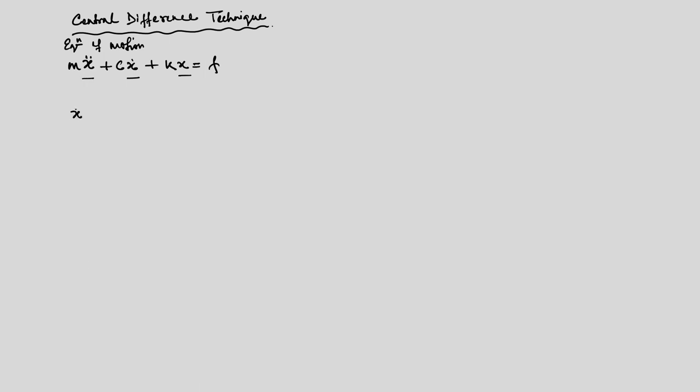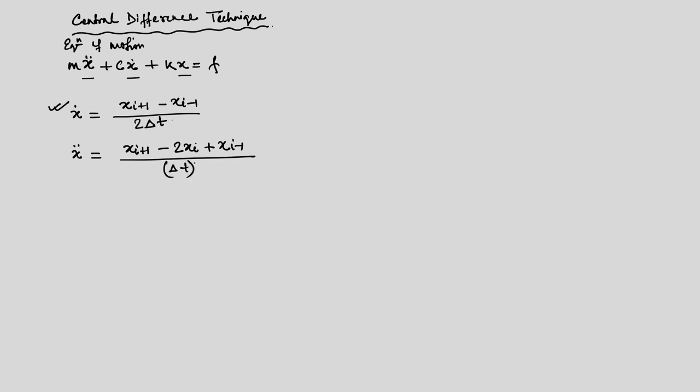Obviously, what we can do is express x dot numerically in terms of central difference. So we have xi plus 1 minus xi minus 1 divided by 2 delta t as the first differential of x with respect to t, and numerically that is the expression. Similarly, we can write the expression for x double dot, and in this case it will be xi plus 1 minus 2 xi plus xi minus 1 divided by delta t whole square. So we use the discrete values of x at xi minus 1, xi and xi plus 1 to define the first and second order derivatives of x with respect to time.